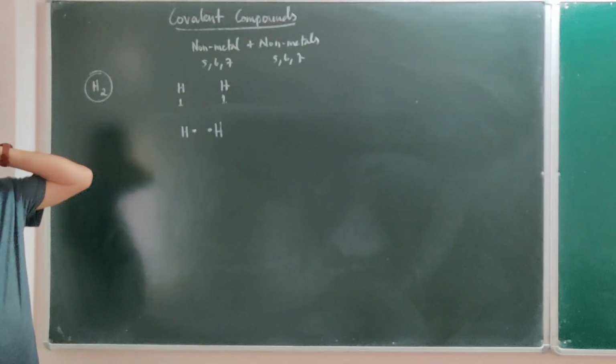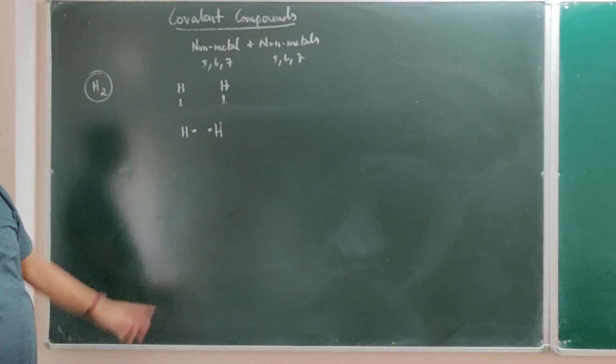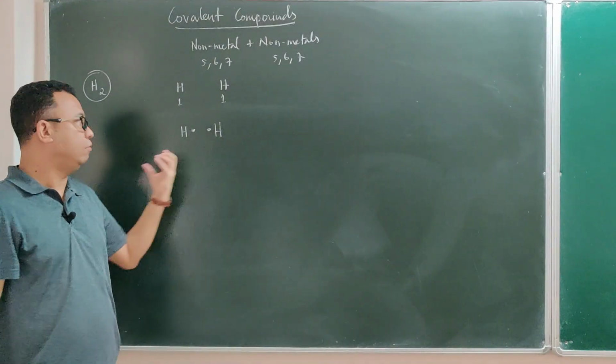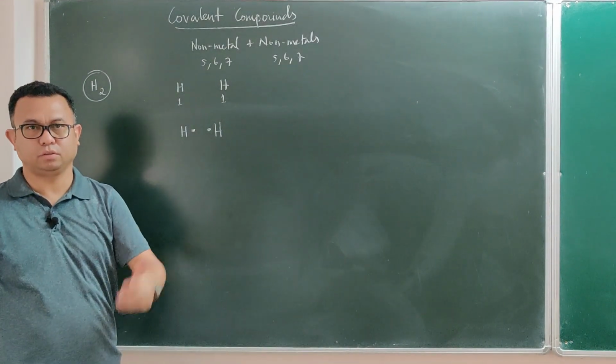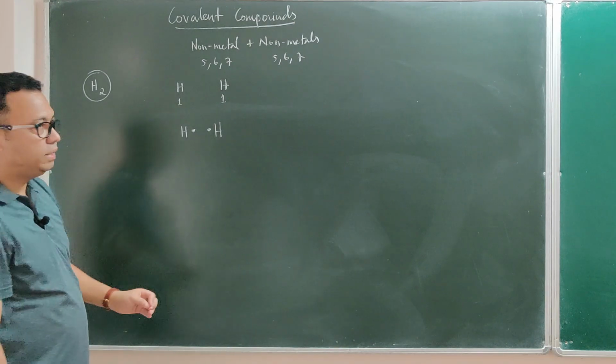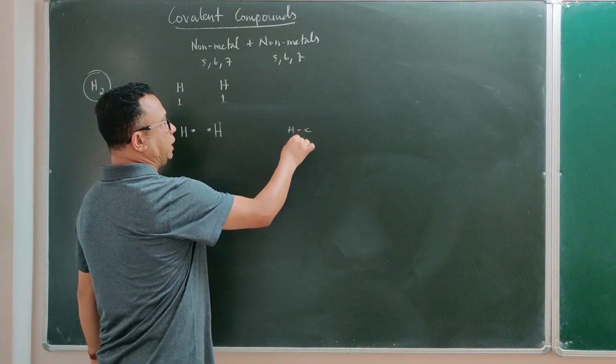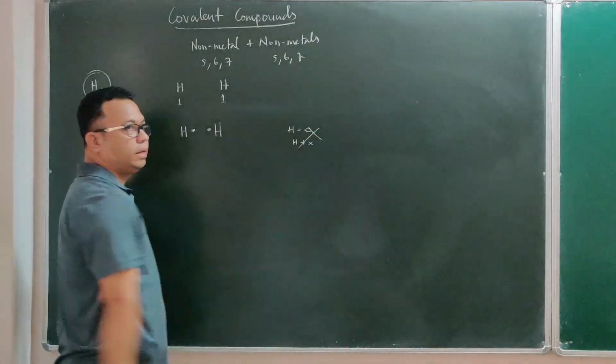So the only way that is possible now is they will decide to share electrons. Come on friend, let's share. I have 1 electron, you have 1, let's share the electron. Now when there is sharing, there is no ion formation. I cannot write that sharing means loss of electron or gain of electron. It is not, because here there is no loss or gain of electron taking place.